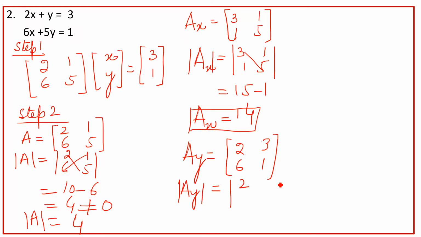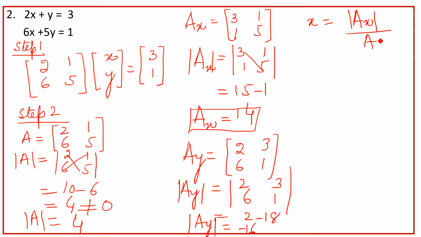Determinant of 2, 3, 6, 1 is equal to 2 minus 18, which is equal to minus 16. So this is minus 16. Now we will put these values in the formula, and you should know how to calculate x and y. In Cramer's rule, x is equal to Ax divided by the determinant. So Ax is 14 and the determinant is 4. So 14 divided by 4 is equal to 7 over 2. So the value of x is 7 over 2.